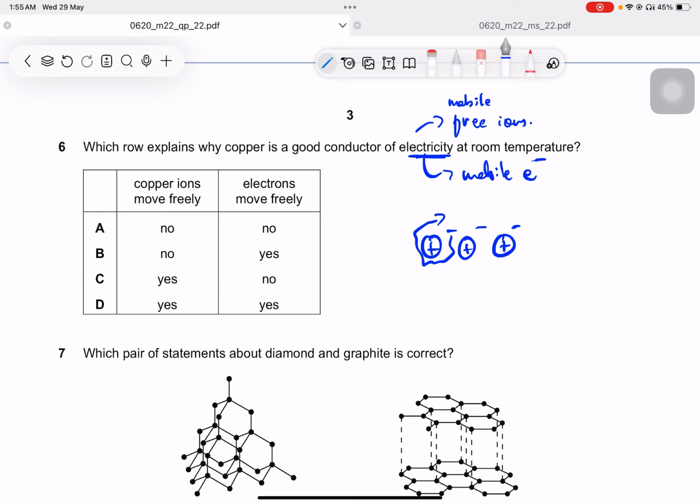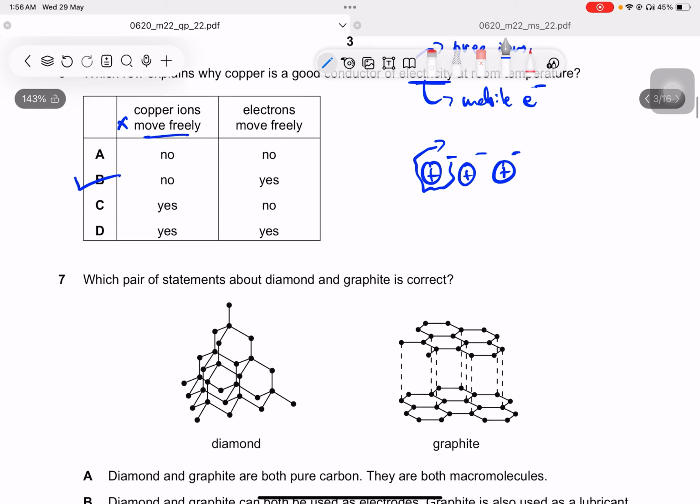The cations don't move, the electrons move. So you just have to remember this. Option B is correct because copper ions do not move and electrons do move.